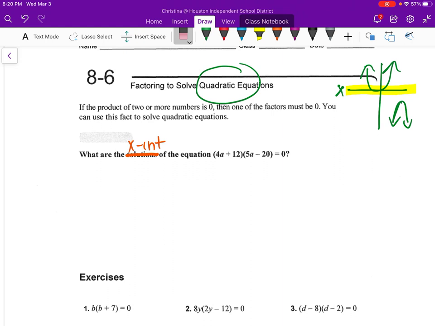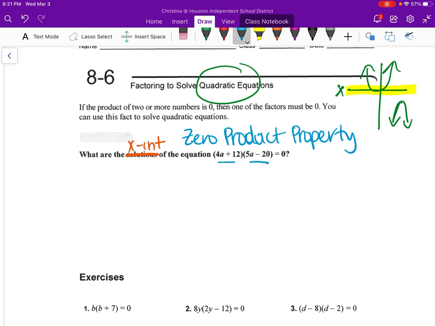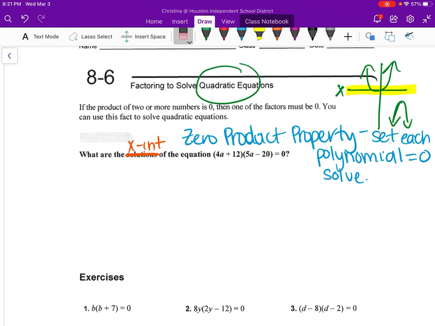The great part is when your problem is already factored, you are going to follow a special rule called the zero product property. What this means is you're going to set each polynomial, in this case each binomial, equal to 0 and solve. So the zero product property means set each polynomial equal to 0 and solve. That's why the equations are equal to 0. Okay, so let's take that information, set them equal to 0, and solve.